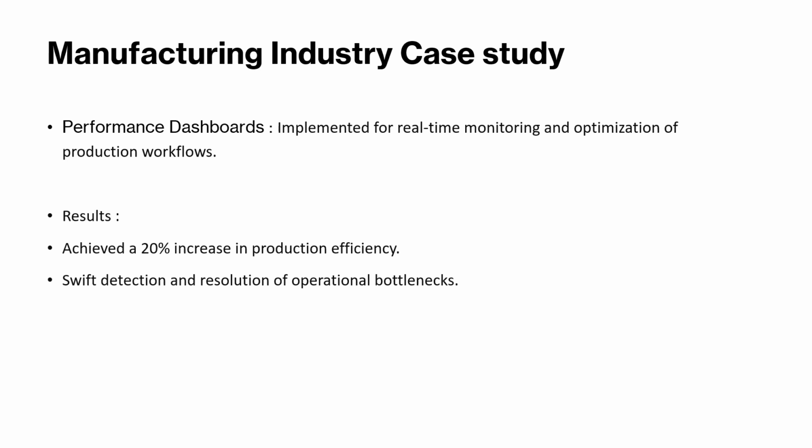Manufacturing industry case study. Performance dashboards were implemented for real-time monitoring and optimization of production workflows. In this instance, a manufacturing company used performance dashboards to monitor its production line. Real-time data allowed them to quickly identify and address bottlenecks, resulting in a 20% increase in production efficiency and a reduction in operational bottlenecks.